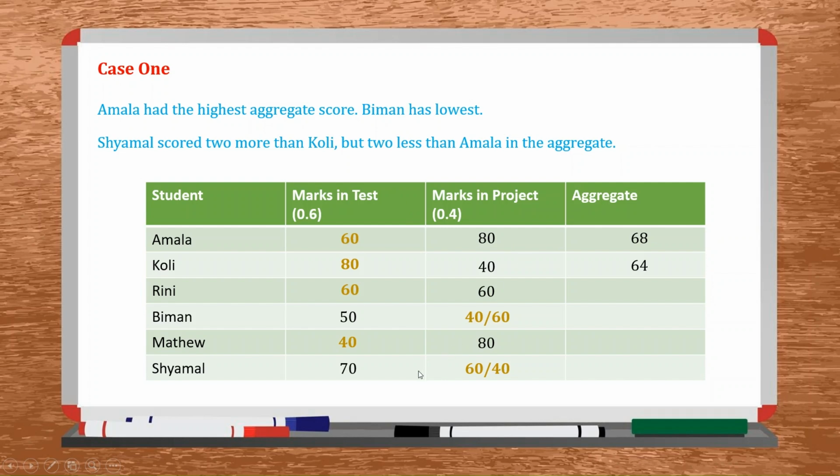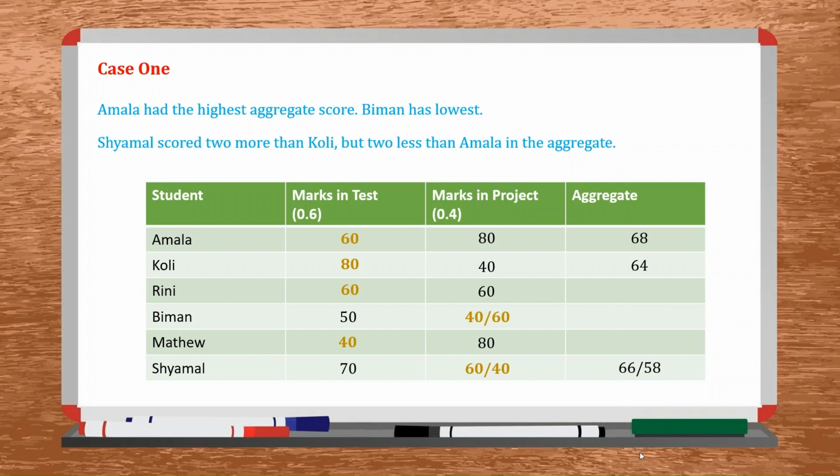Now let's calculate for Shamal first, because we have a condition for Shamal. We don't have a condition for the rest of the 3 students. Therefore, we'll calculate for Shamal first. So for Shamal, I have two possible project scores, 60 and 40. So I'll calculate it for both. If I do 0.6 into 70 plus 0.4 into 60, I get 66. And if I do 0.6 into 70 plus 0.4 into 40, I get 58. Now, since Shamal has 2 marks less than Amla, I will have to go with 66 only in this case. I can happily remove 58 as a possible value.